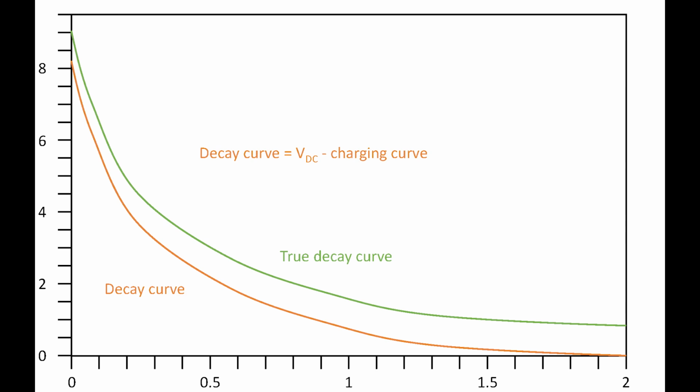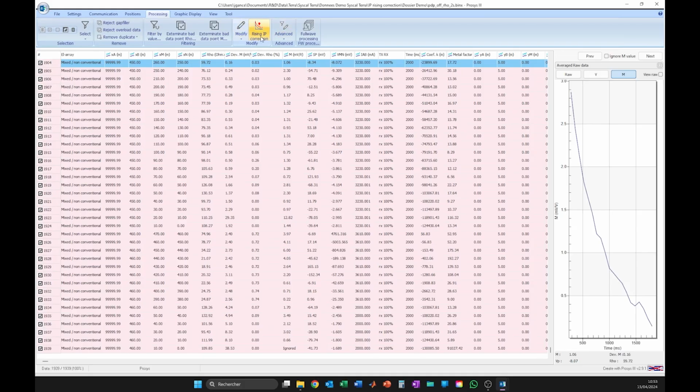So to correct for this problem, Prosys 3 features an algorithm to better estimate the VDC value and greatly improve the transformation of the charging curve to a decay curve so that it doesn't end at 0 millivolt per volt. To activate this feature, you just have to click on Rising IP Correction. From the charging curve, the software is now computing a new decay curve that will not end at 0 millivolt per volt. And this will take approximately 30 seconds for such a dataset.